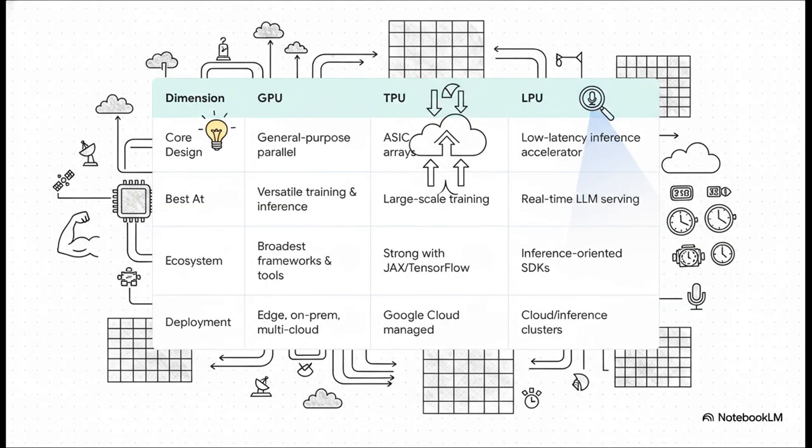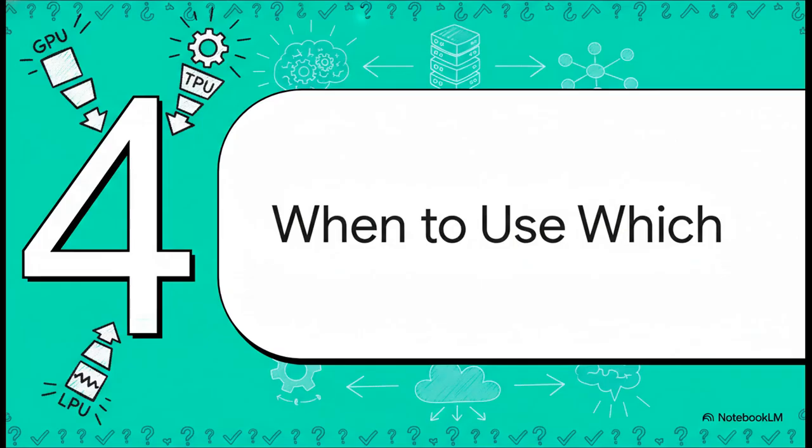Okay, so when you put them all side by side like this, the trade-offs get super clear. The GPU's general-purpose design makes it the most versatile. You can deploy it anywhere, from the edge to the cloud. The TPU, with its specialized systolic arrays, is an absolute beast for huge training jobs, but it's pretty much tethered to Google Cloud. And then there's the LPU, purpose-built for one job, real-time serving, and its entire ecosystem reflects that intense focus.